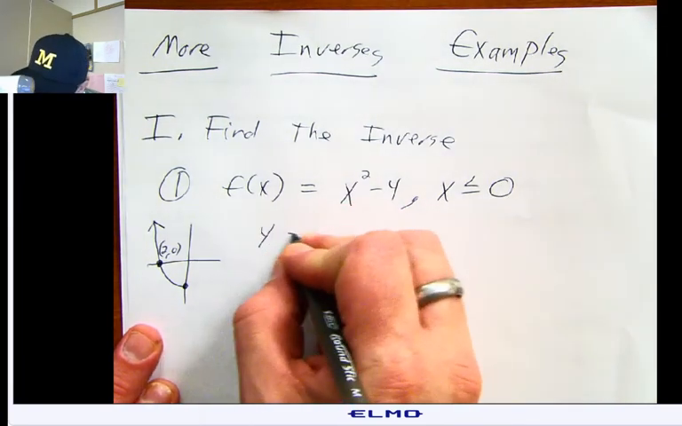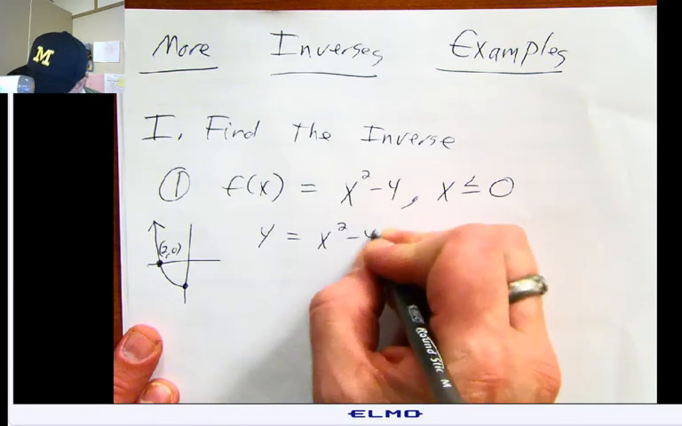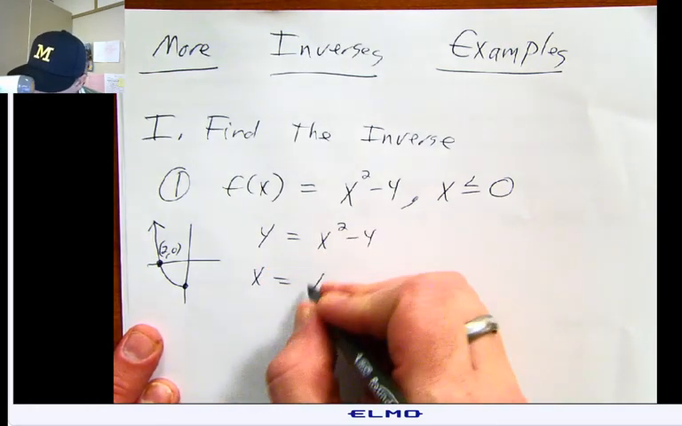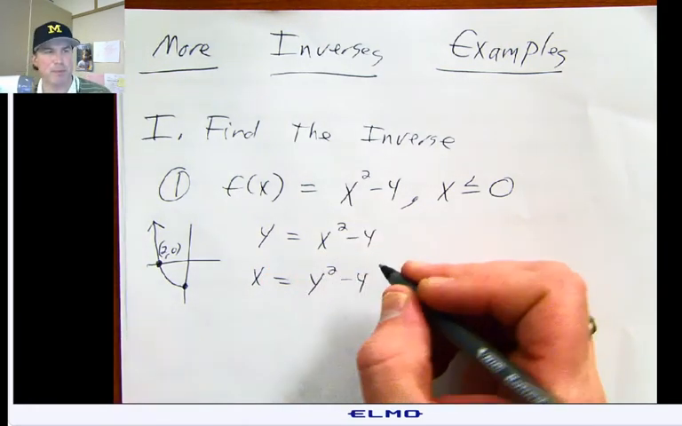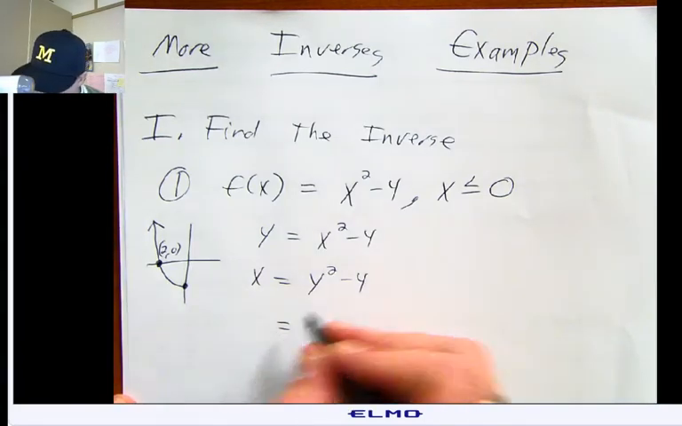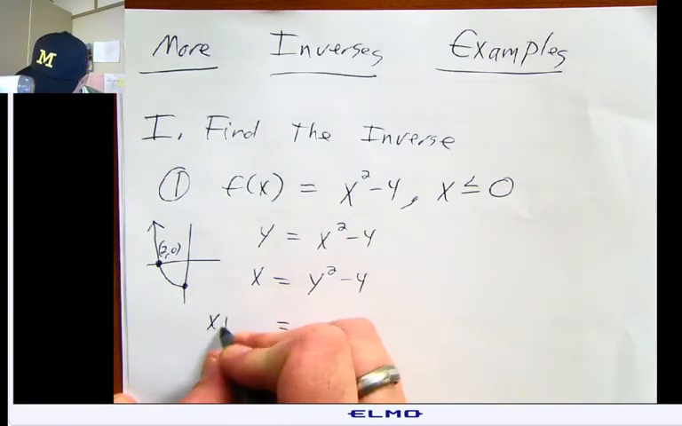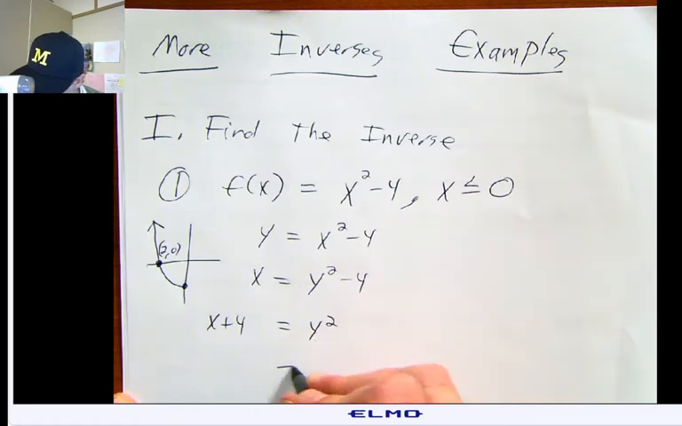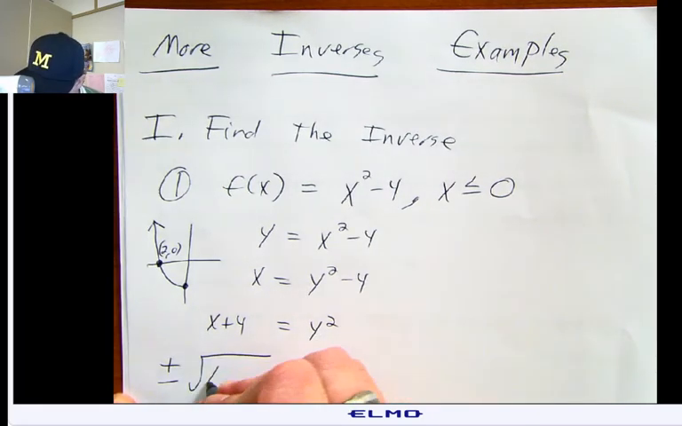So I have y equals x squared minus 4, which becomes x equals y squared minus 4. That was me performing the inverse. I add 4 to both sides, so I get x plus 4 equals y squared. I square root both sides. I get positive negative root x plus 4.